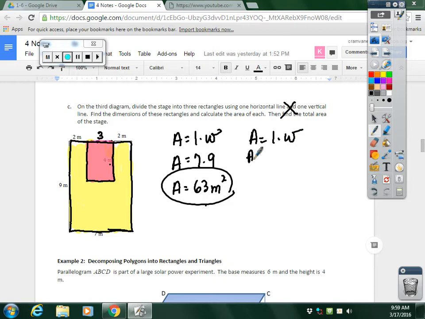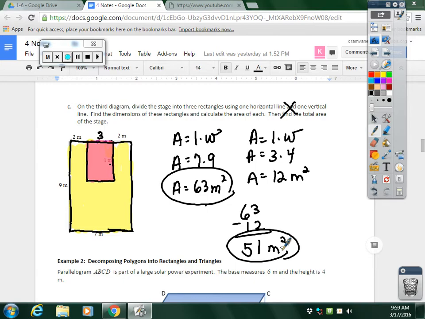So I'm going to do 3 times 4. The area of that pink rectangle is 12 meters squared. So when you take 63 and you subtract 12 from it, we got the magic number of 51 meters squared, okay? Just a different way to look at it. We just found the area of the whole thing and X that guy out.